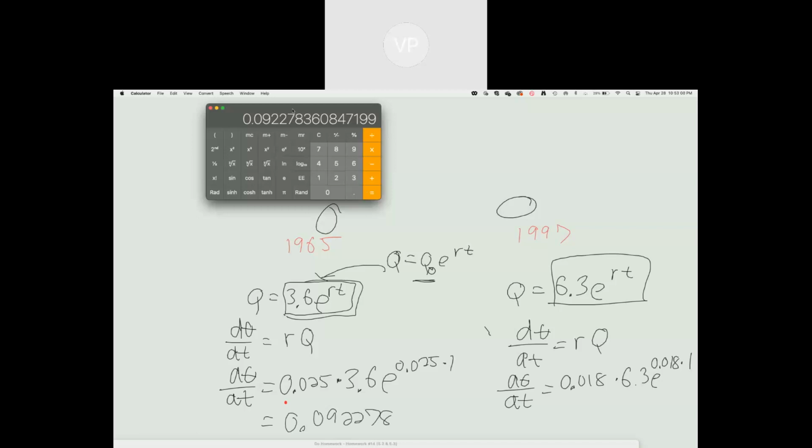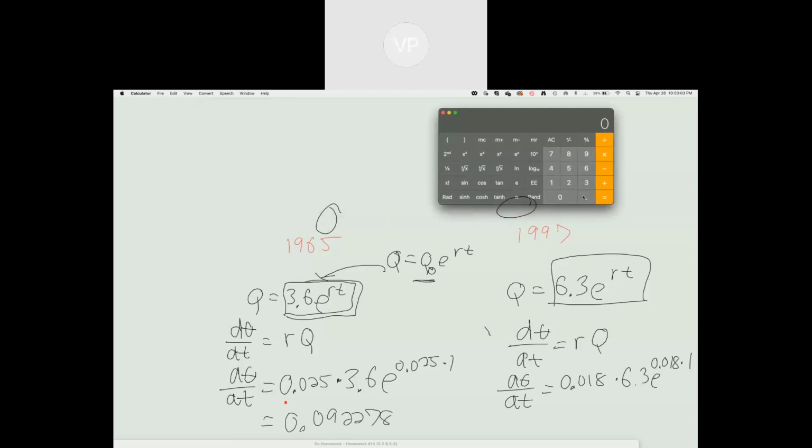Then we're going to do the same thing over here. We take the 0.018 in the power. That's your power of e. Multiply it times 6.3. Multiply it by 0.018. And we get this 0.11.